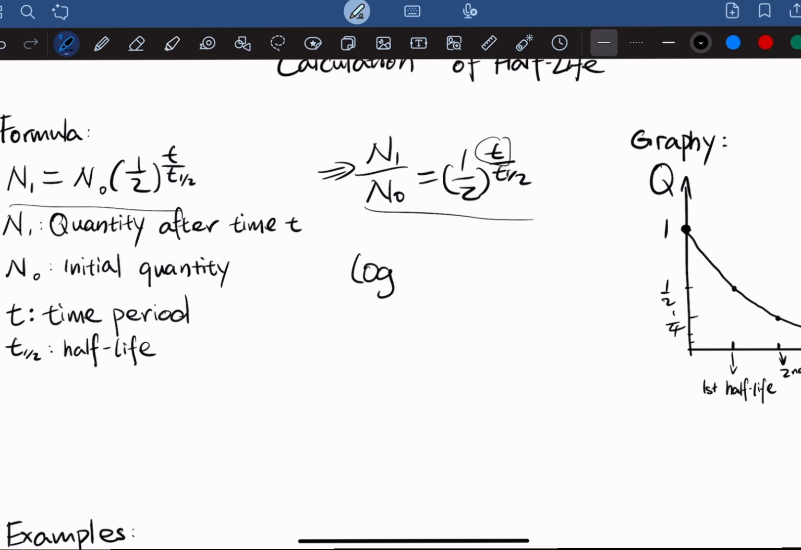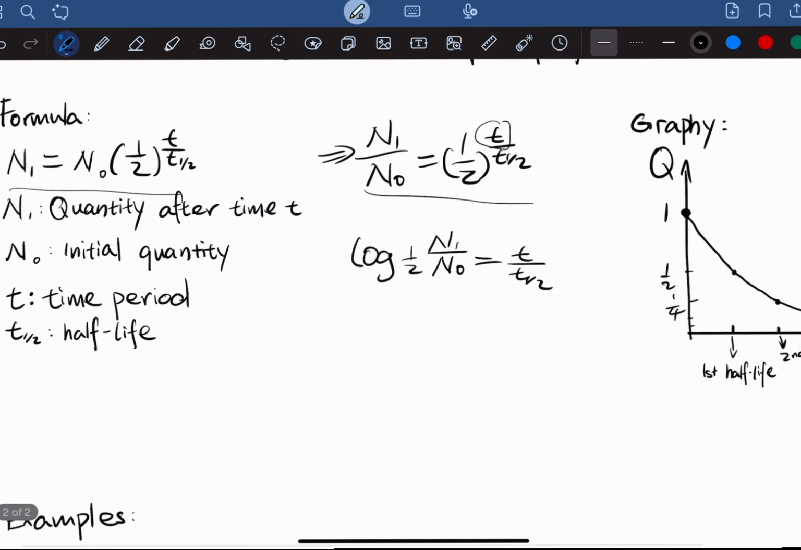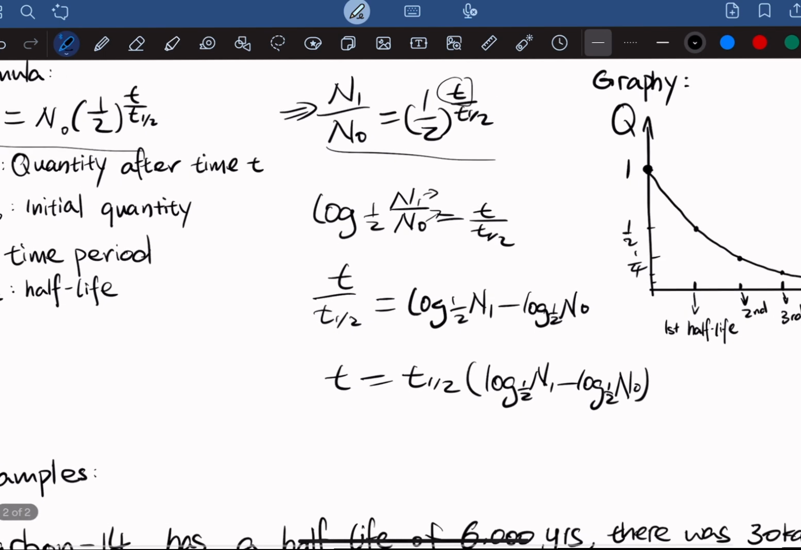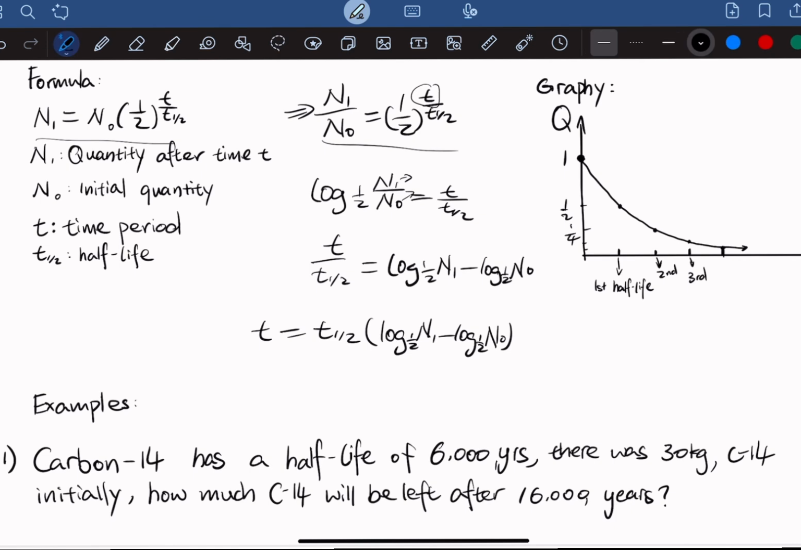So we have this, and then we can rewrite it into this form. And then we want to separate those two, and according to the rule of logarithmic subtraction, we can separate that expression into this. Okay, now we're very close to our goal. Now we need to remove this, so we can multiply both sides by t1/2. Now, here is our final equation for finding the t with the given quantity after time t.